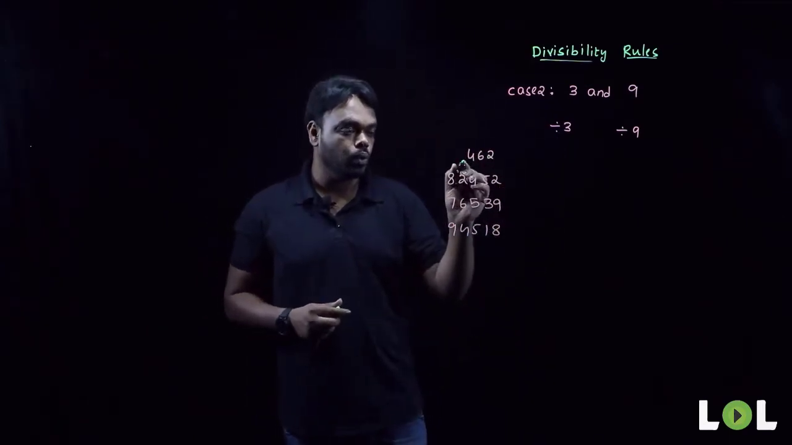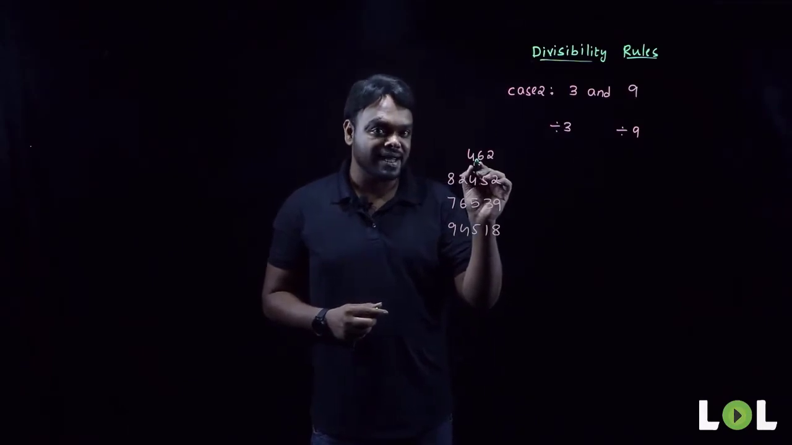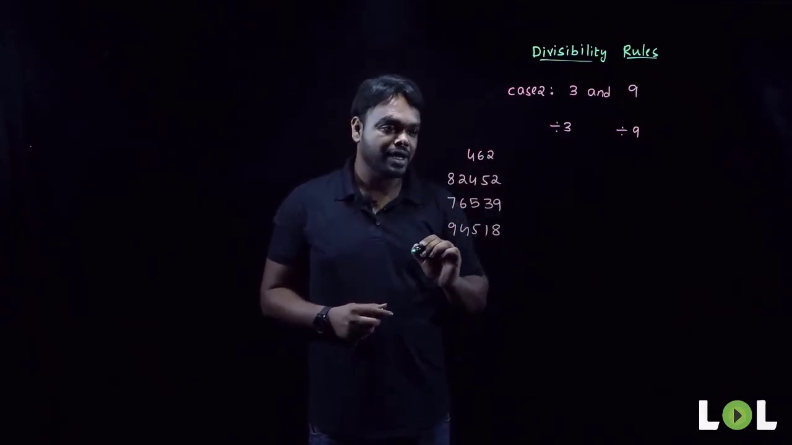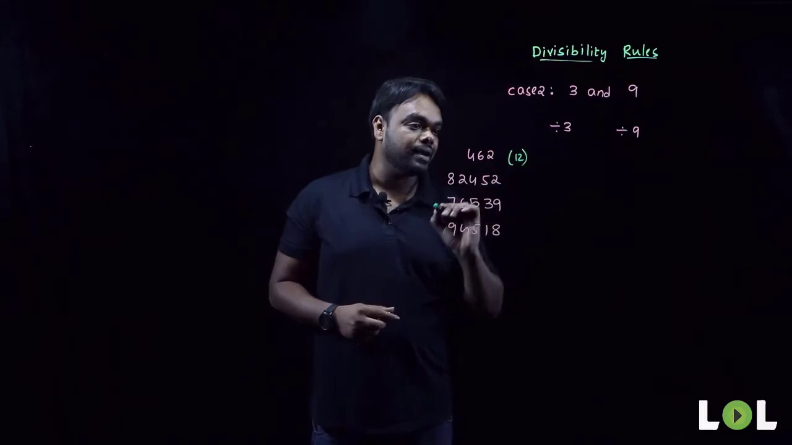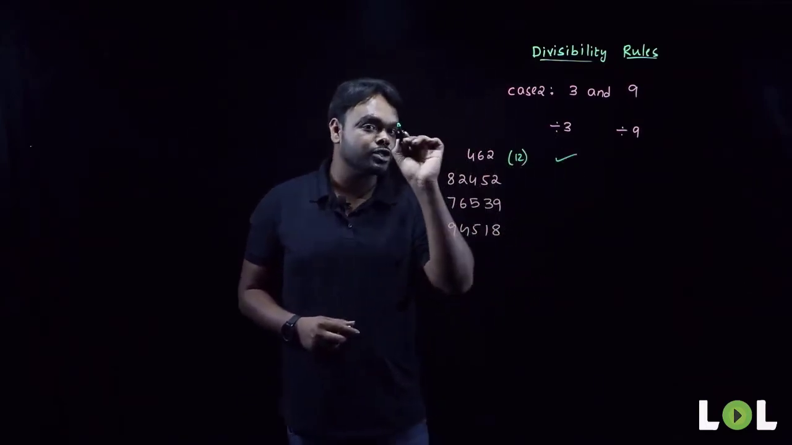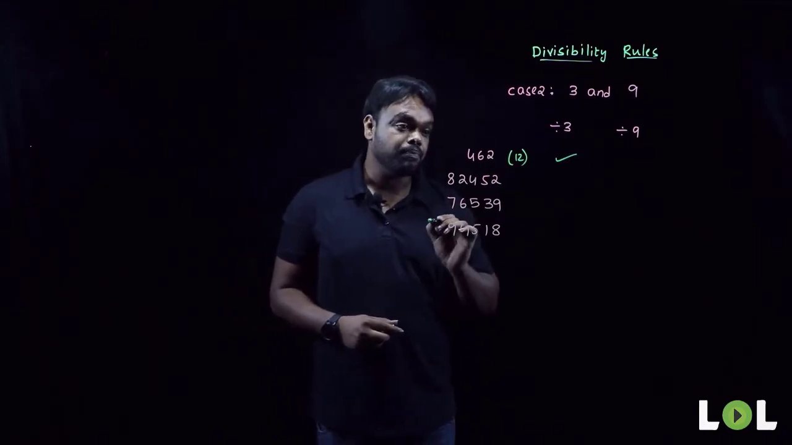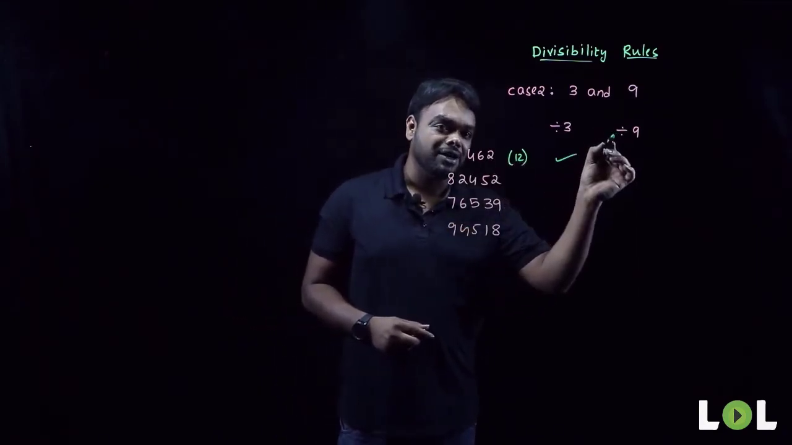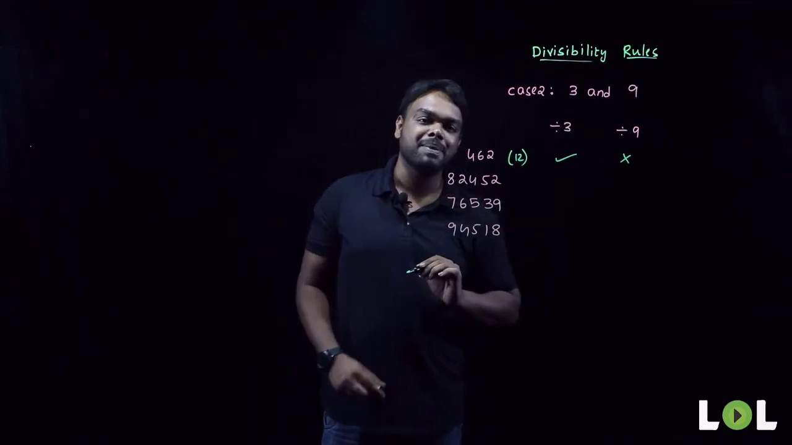Now 462, what is the sum? 4 plus 6 is 10, 10 plus 2 is 12. Now, the sum is 12 here. Is 12 divisible by 3? Yes. So this 462 is also divisible by 3. Now, is the sum 12 divisible by 9? No. It means this number is not divisible by 9.